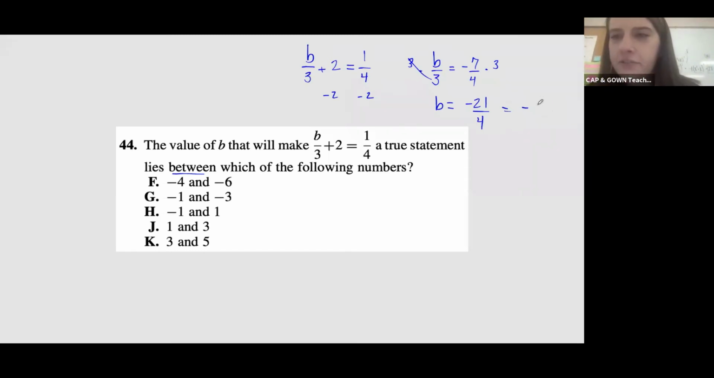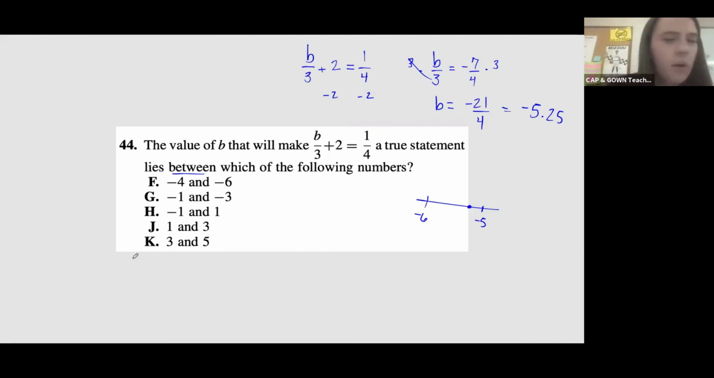And that's negative 5.25. So what does that lie between? It's actually going to lie between negative 5 and negative 6. So it'd be kind of like right there. What? Oh, did I divide by the wrong number? What did I do? Oh, wait, this is correct. It's F. So which one is true? It's going to be in between negative 4 and negative 6, because negative 4 would be this way. So it's still in between those two numbers.